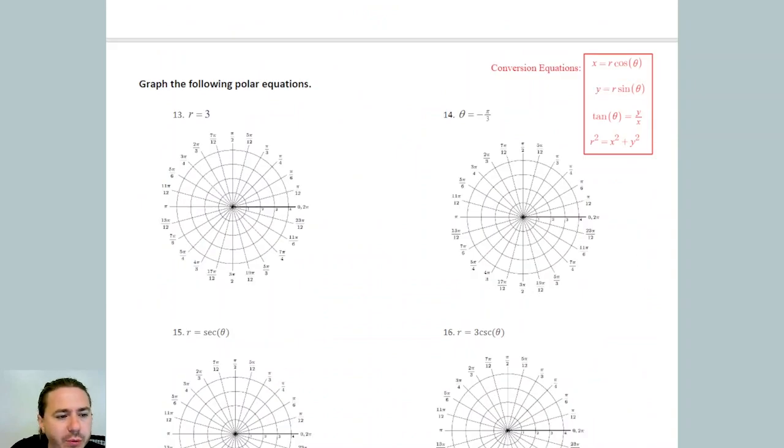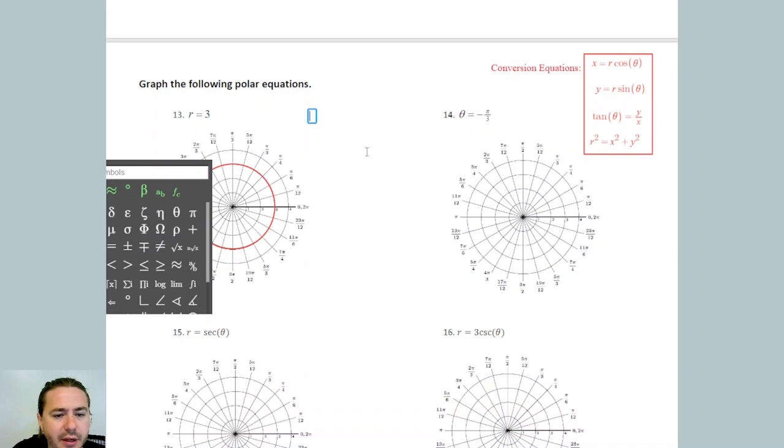All right, for number 13, we get r equals 3. This one, there's not a whole lot to say about. It's just a circle with a radius of 3 centered at the origin. So if I count 1, 2, 3, trying to square that up, should be able to get that pretty close there. It's not going to be perfect. Oh well, I think we can do better than that. There we go, that's pretty good. Okay, yeah, there you go. I mean, there's not really a lot to say about it.